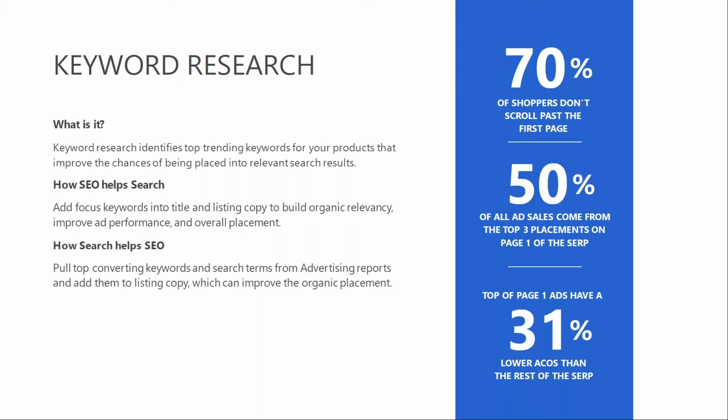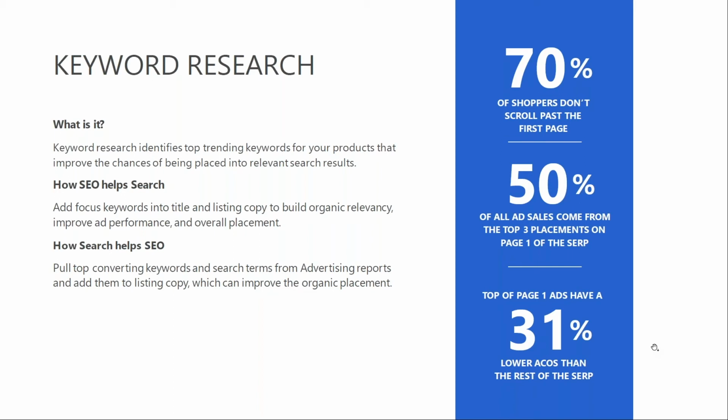The second, 50% of all ad sales come from the top 3 placements on page 1 of the SERP. There's Amazon positioning, which we may or may not talk about in a little bit. That's up to Jeremy, but it's worth noting that you can run placement specific bids to get to those higher places in the search engine results page. That's valuable. However, 50% is coming from those top 3, and you may be able to run a higher conversion rate at a higher cost.